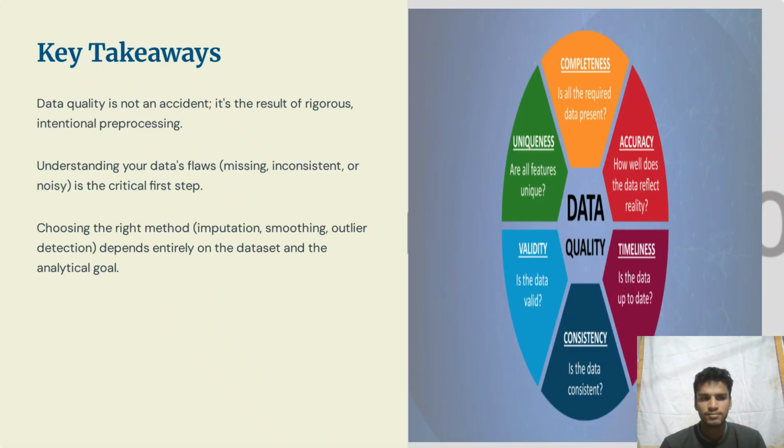Key takeaways: data quality is not an accident, it's the result of rigorous, intentional pre-processing. Understanding your data flaws, missing, inconsistent, or noisy, is the critical first step. Choosing the right method, imputation, smoothing, outlier detection, depends entirely on the dataset and the analytical goal.